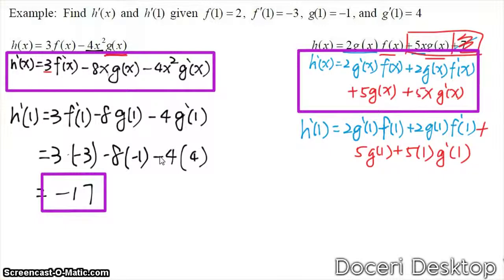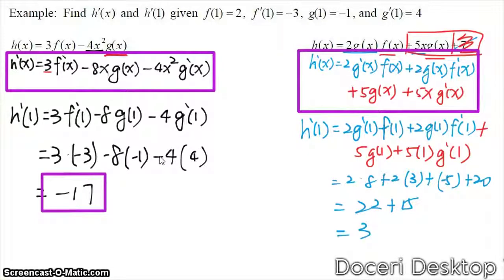If we change it all into numbers: 2 times 8 plus 2 times positive 3, plus negative 5, or I should have just done plus 20. 16 plus 6 plus negative 20, 22 plus 15, 37 will be your answer. And voila, answer. Okay, 1, 2.